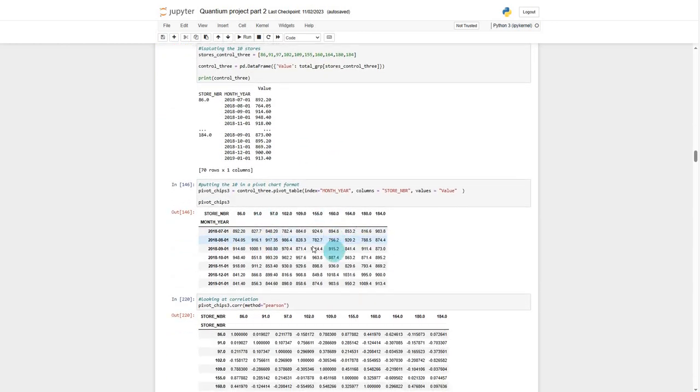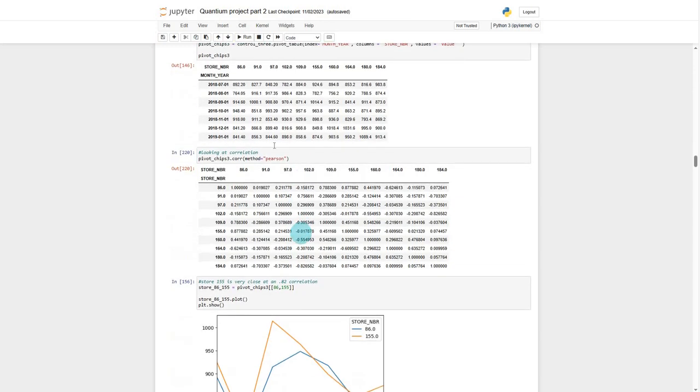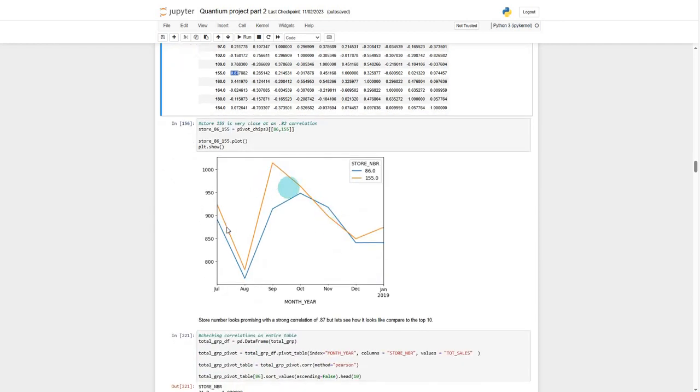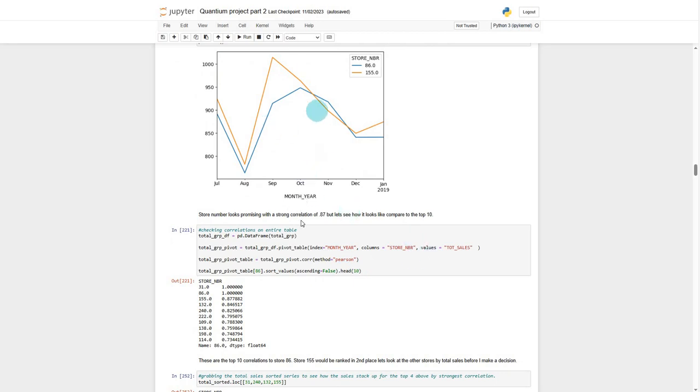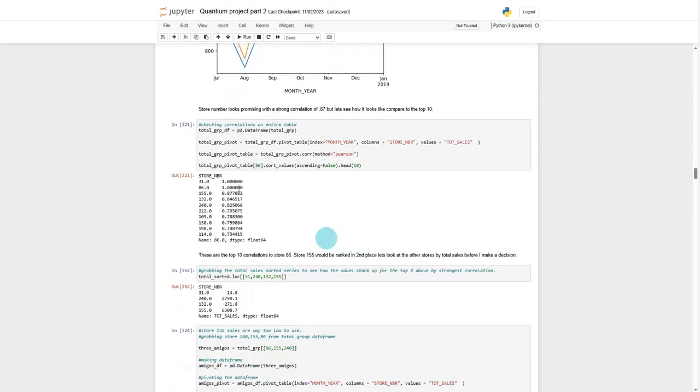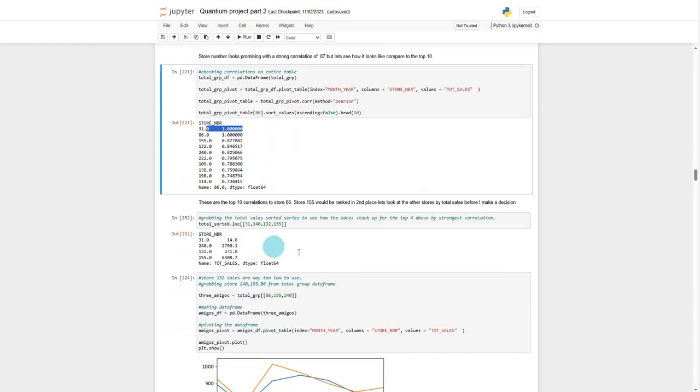So then again, I threw it into a pivot table, looked at the sales, and ran the Pearson's correlation, and looked at it again. 155 came out the highest correlation-wise at 0.87. And then graphing just those two stores, as you can see, the sales trend follows almost a similar pattern. This one ovals out a little bit more around September and December. This one's more of a spike and a gradual decline over time, but pretty close sales pattern. So I decided to go with store 155 for trial store 86. And as you can see, the correlation is 0.87. The top one, 0.31, is just that its sales were too low.